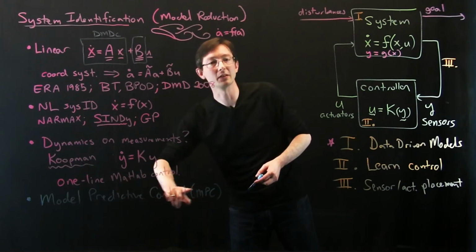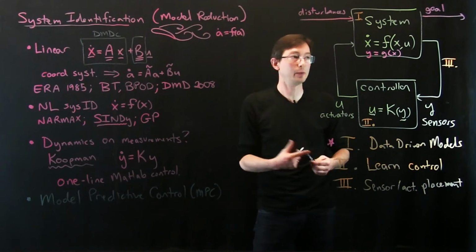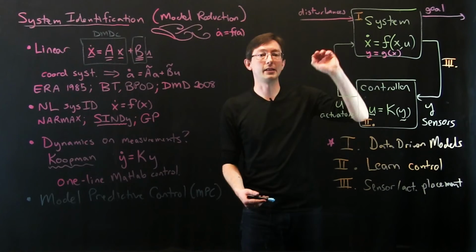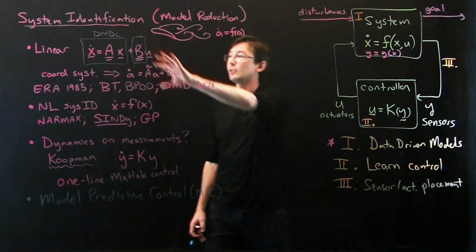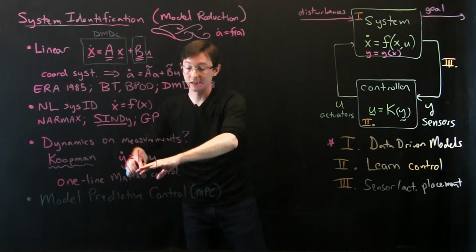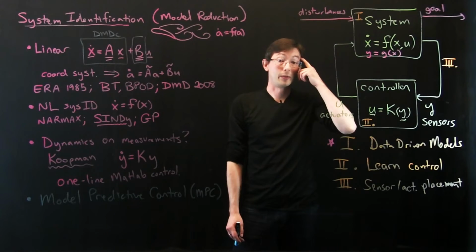Lots of industrial control uses model predictive control. It's super flexible. You can build in constraints. It can handle nonlinear dynamics, time delays, you name it. It's awesome. And so a lot of this system identification is building towards this model predictive control framework.